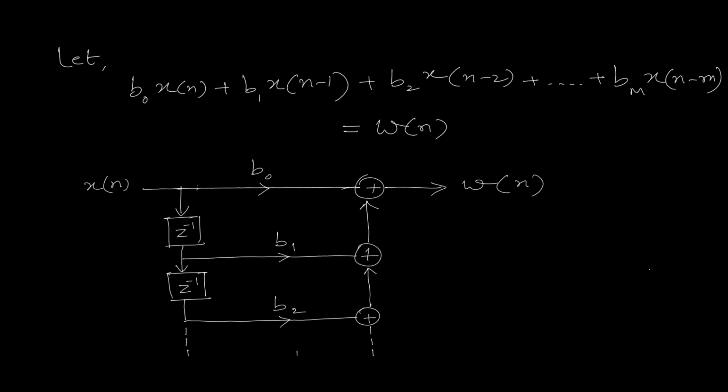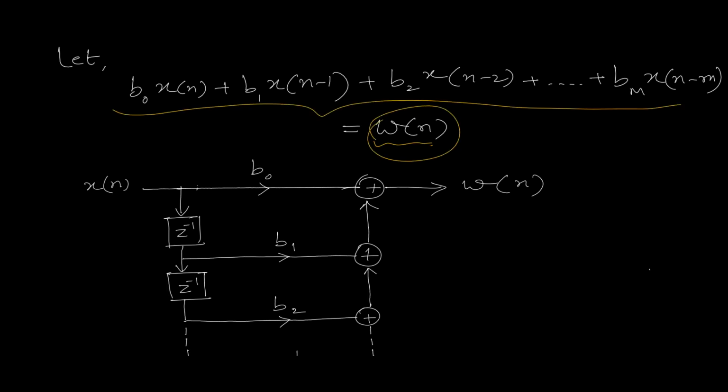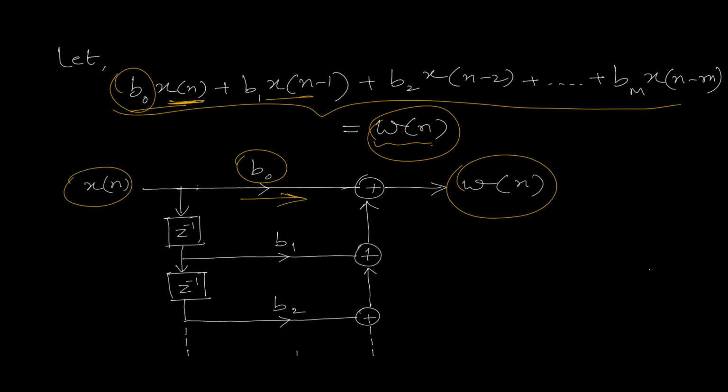So for that purpose, we consider these values of x to be w of n, an intermediate output that we have considered. Now this w of n will have these values: x of n, which is coming directly and multiplying with coefficient b naught. If you see the first line here, there's a coefficient b naught, and from here I'm getting x of n. This gets multiplied, and at this point we'll get x of n multiplied with b naught.